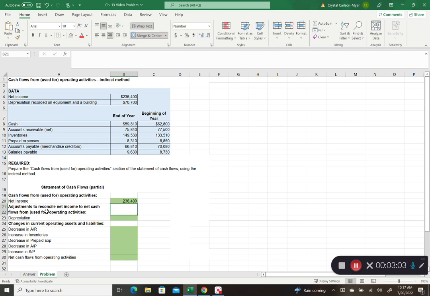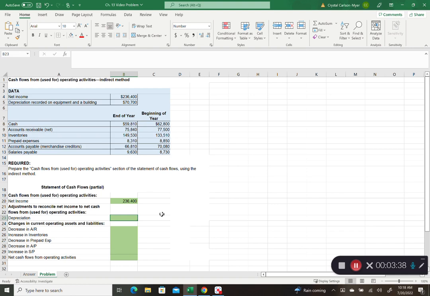Then we want to make any adjustments to reconcile net income to net cash flows from or used for operating activities. Depreciation is an expense that shows up in your income statement. But if you remember from your long-term assets chapter, depreciation is not an actual cash flow. You're not actually sending out cash for depreciation. You're not making a depreciation payment. It's just a way to recoup the initial cost of an asset, which shows up in your investing section of the statement of cash flows.